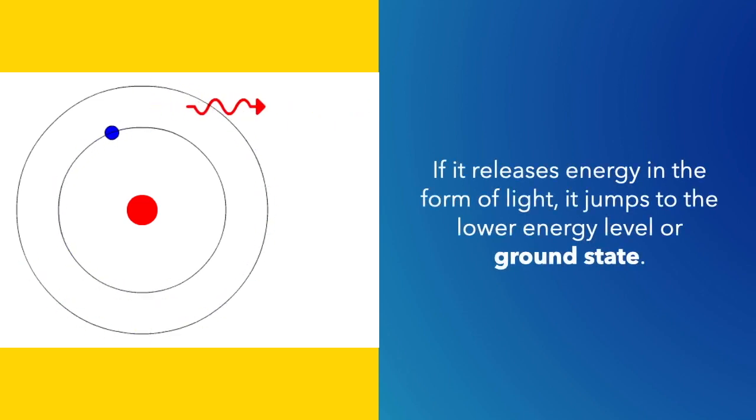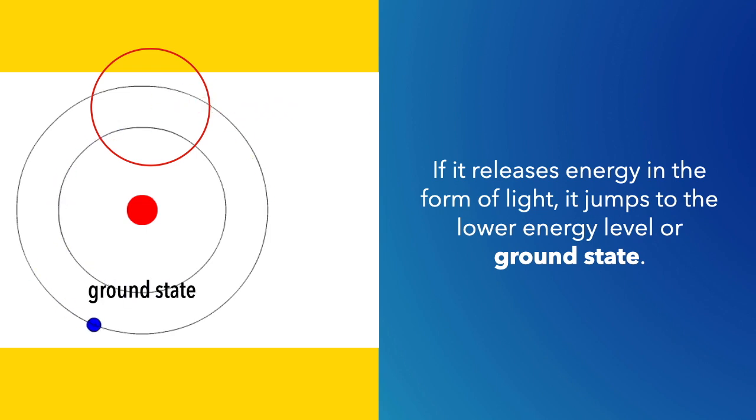If it releases energy in the form of light, it jumps to a lower energy level or ground state. Makikita natin sa encircled part ng ating figure na kapag nag-release ng energy yung electron, tumatalon siya papuntang lower energy level or tinatawag nating ground state.